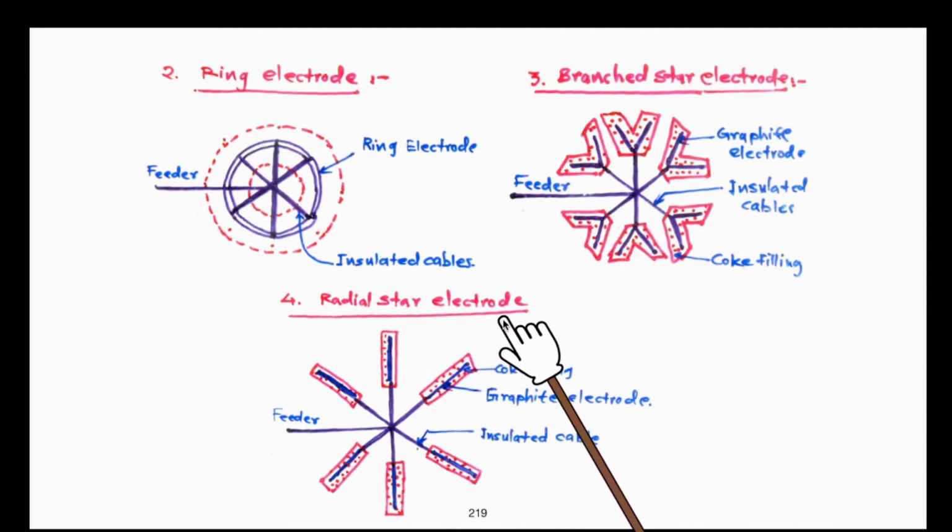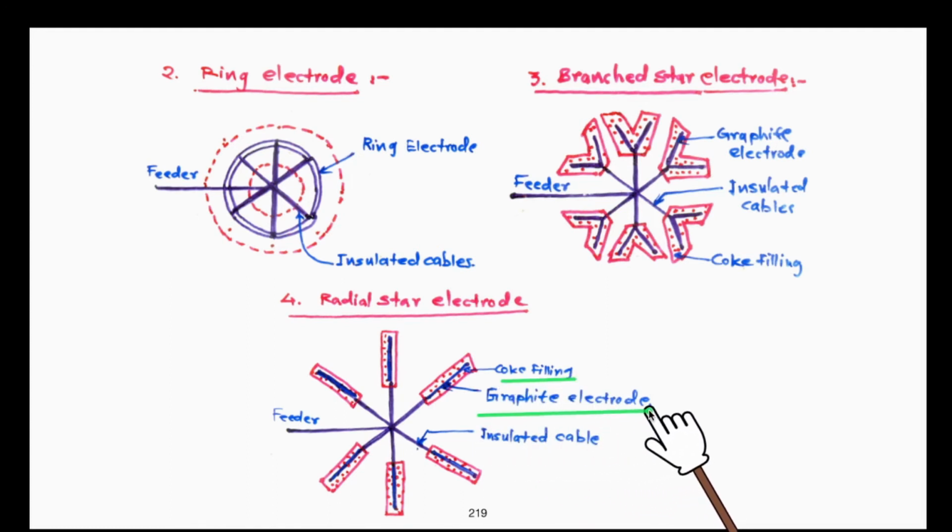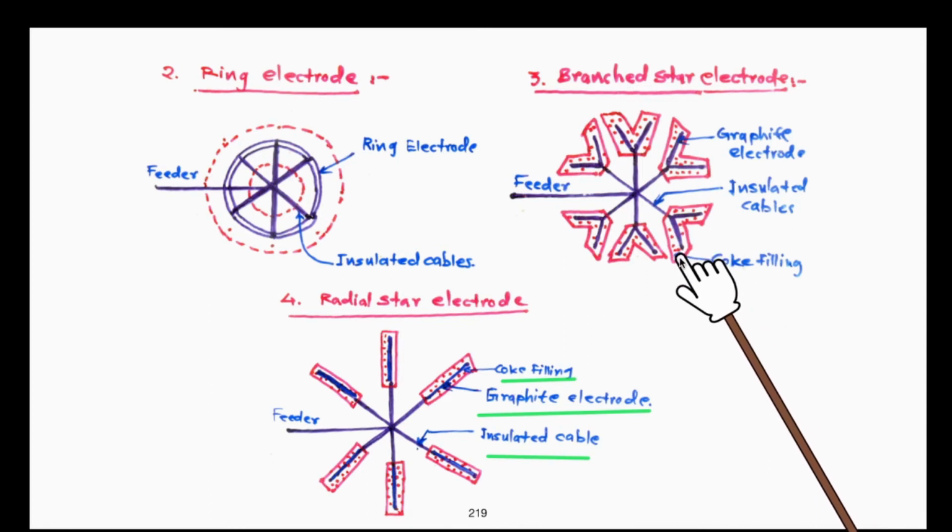The last type of electrode construction is a radial star. Okay, this is almost like a branch star, but maybe for a lower current density, a simple radial star type of construction is used. And in each of these cases, you can see that inherently it is with some coke filling, and the electrodes are the graphite electrodes, right? And they are all fed from the insulated cable. So all these things are very much common. And of course, the depth and other dimensions we have seen in the previous slide, the same is applicable to all these different types of electrode constructions, right?